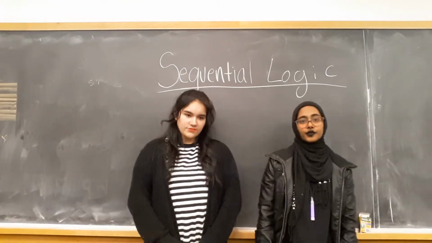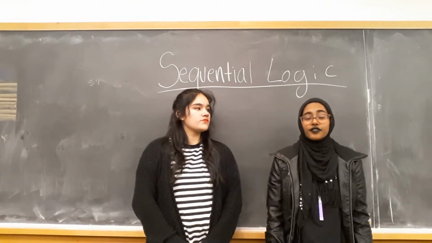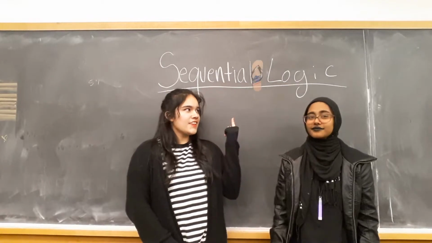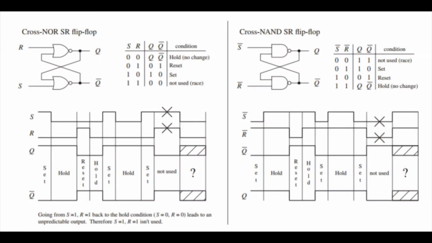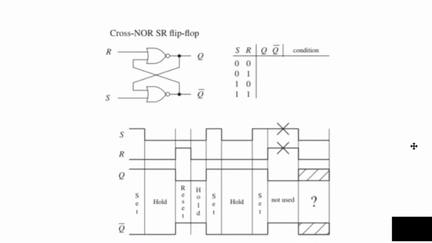One of the things we use sequential logic for is with flip-flops. This flip-flop? No, silly. This kind of flip-flop. One of the most basic data storage circuits are SR flip-flops. There are two main types of SR flip-flops: a cross-NOR SR flip-flop and the cross-NAND SR flip-flop. Let's take a look at the cross-NOR flip-flop first.